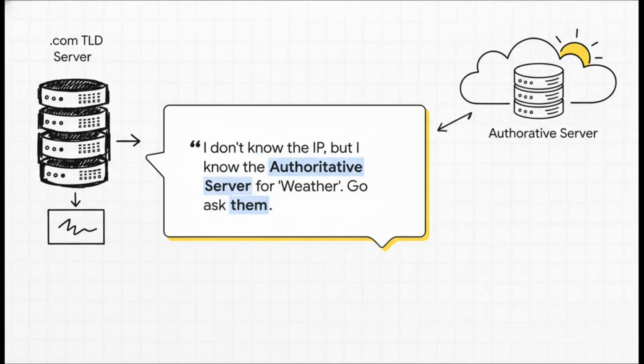Our server now asks the .com TLD server, the department manager. The TLD server is one step closer. It doesn't know the final IP address either, but it has a record of the specific server that is the authority for the weather domain. So it provides that final address and says, I don't know the specific IP, but I know the authoritative server for weather. Go ask them.